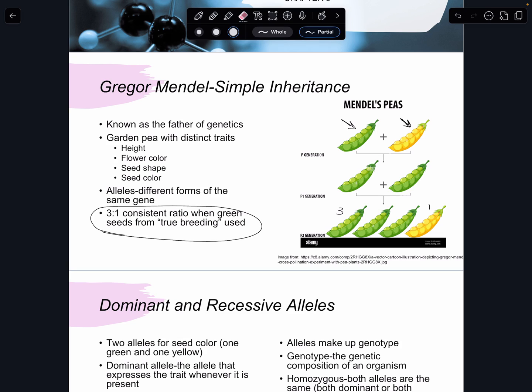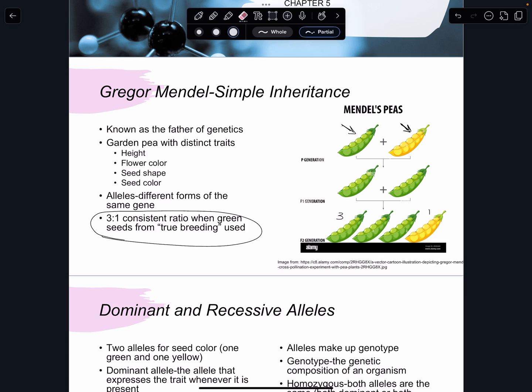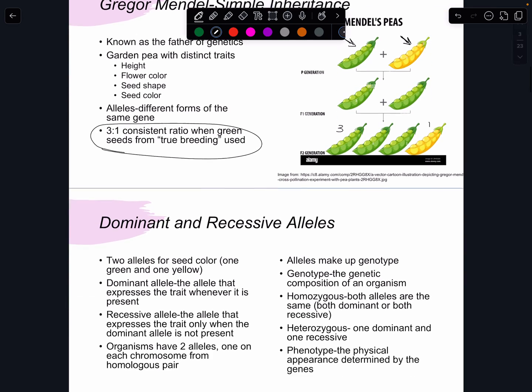And the way he explained this was that he proposed that each parent must have a factor that is passed down the generations that determines a specific trait. He called it elementin, but we call that a gene. He also proposed that the factor, or the gene, could be present in one of 2 forms, and we call those alleles. So alleles are different forms of the same gene. He not only looked at seed color, but he also investigated plant height, flower color, seed shape, and seed color. I'm sure he did many, many experiments.